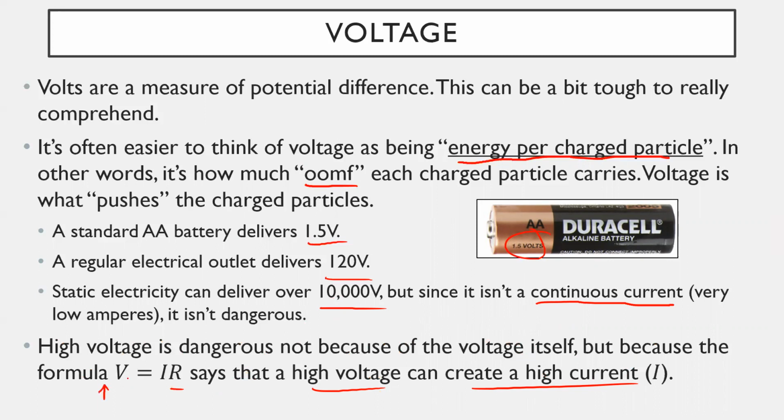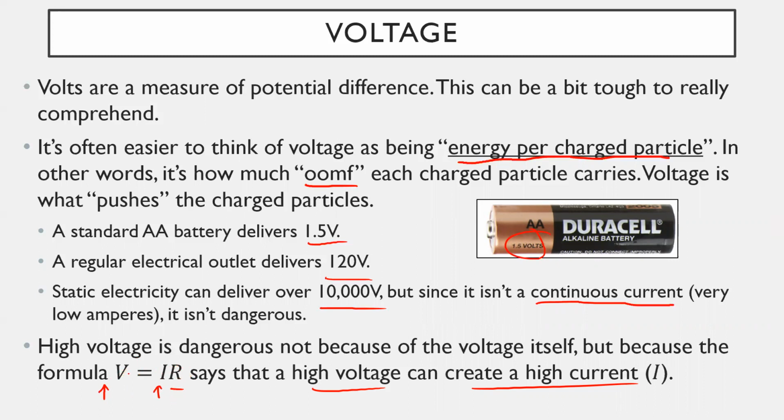If we increase the amount of voltage and your resistance isn't changing, the only way for this formula to stay balanced, if you thought of this as a balanced scale, this is going up, this is staying the same, to compensate for it, that means the current has to go up, right? So a higher voltage means a higher current because the resistance in your body doesn't really change. So that's why this can be dangerous.